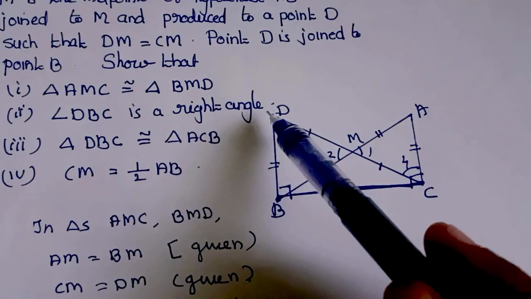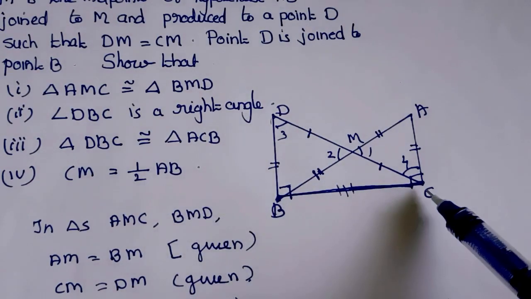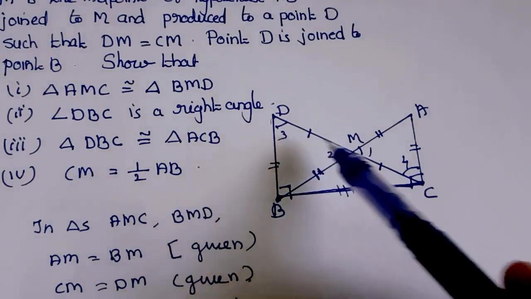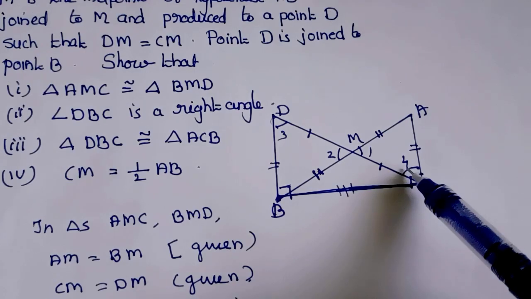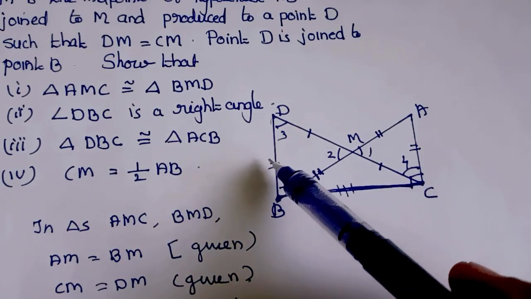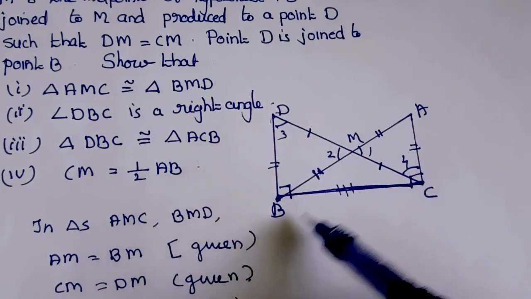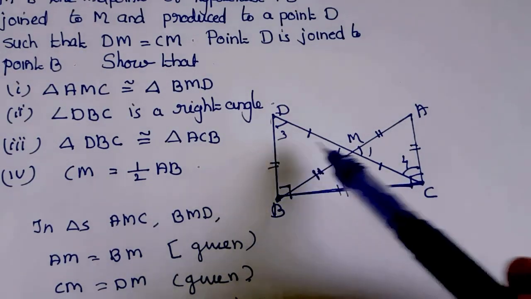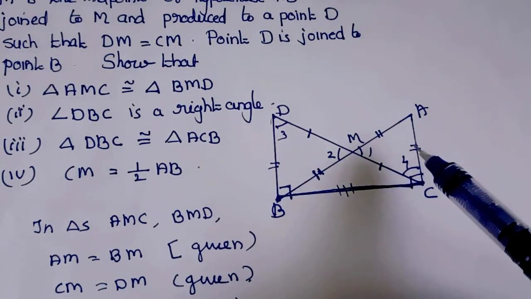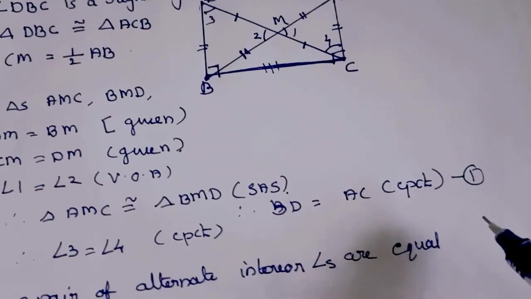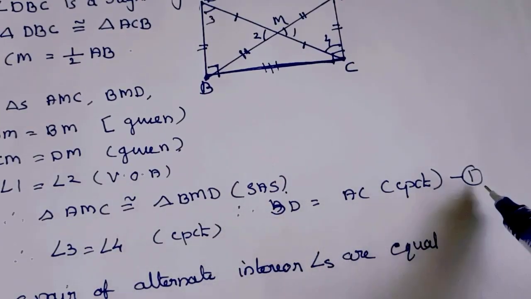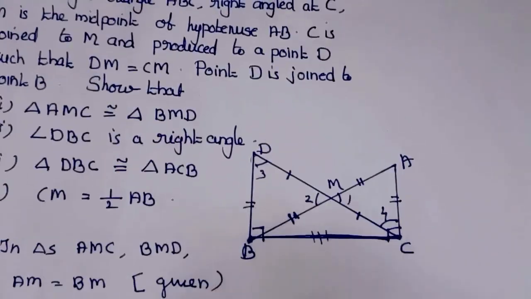Now we have to prove that angle DBC equal to 90 degrees. For that, angle 3 equal to angle 4, reason CPCT. Also, you have to take BD equal to AC, CPCT. That is, we have to prove that these two triangles are congruent. Number this equation as first one. BD equal to AC, first equation. We have to use this equation.